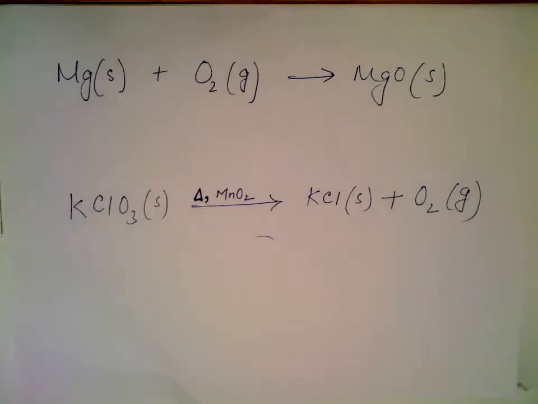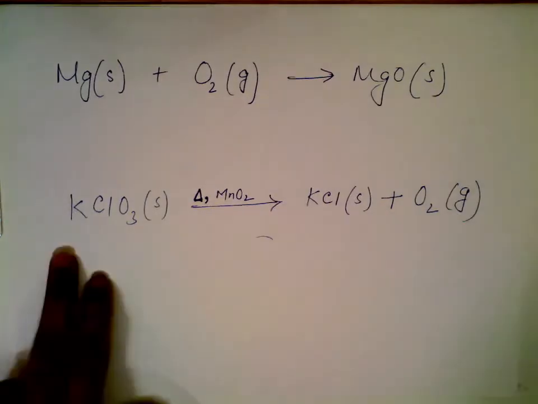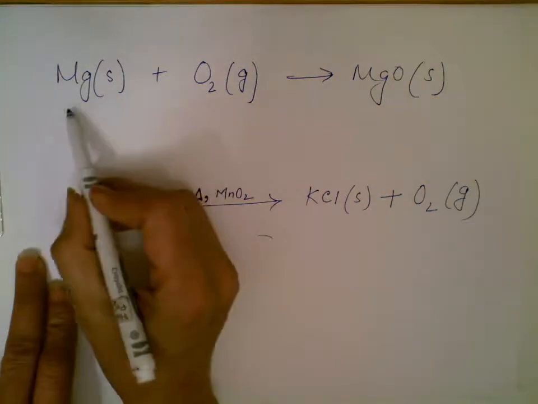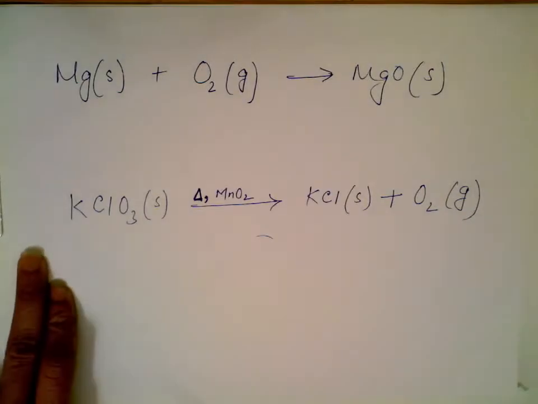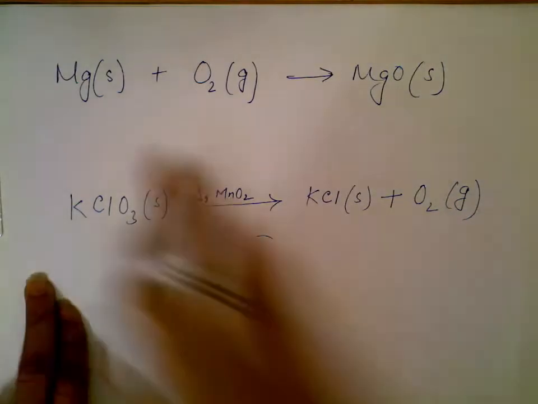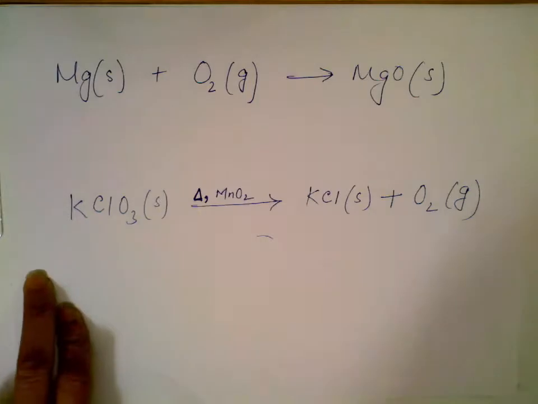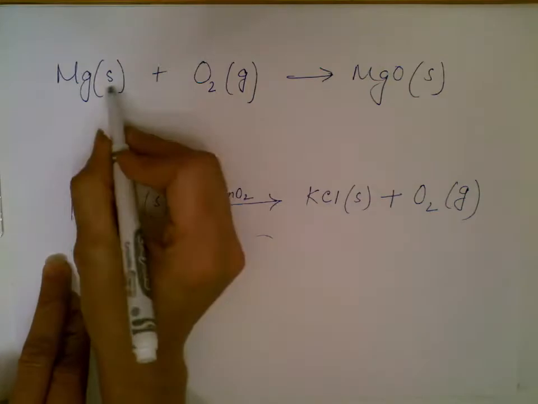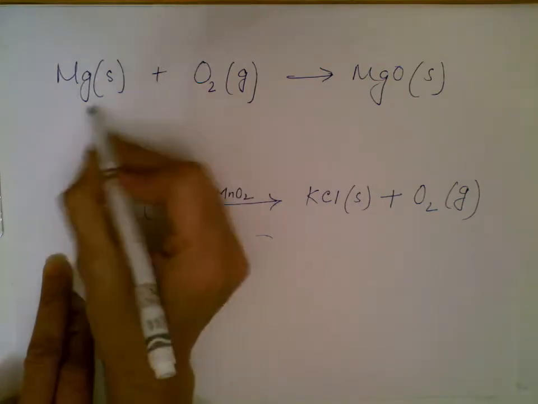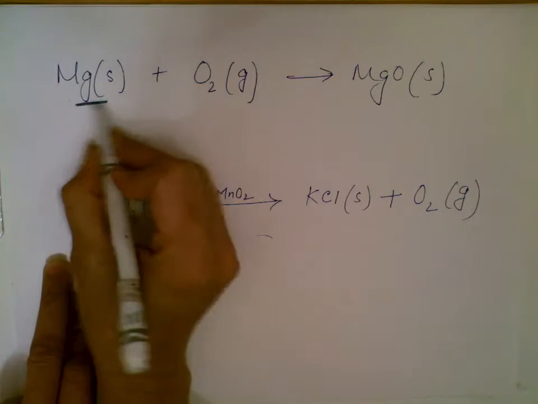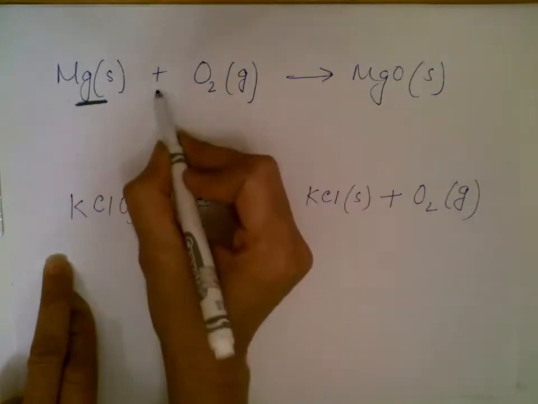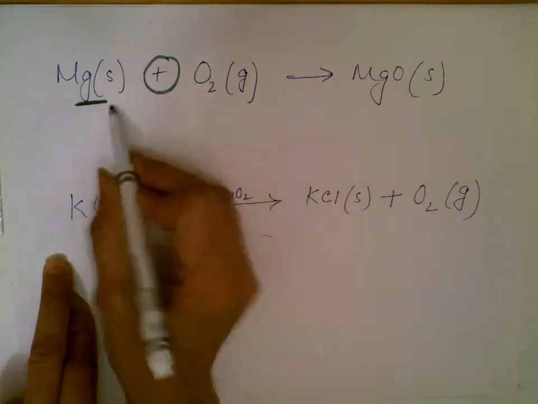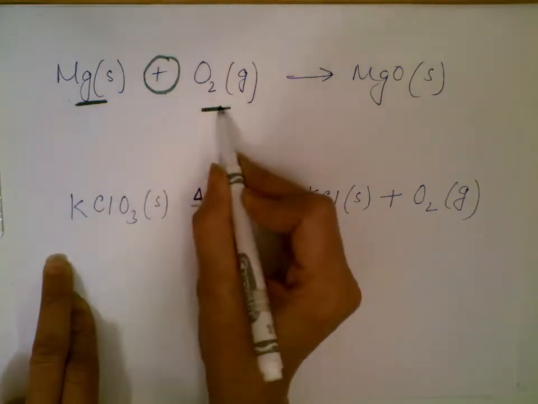So let's say you have to write down the word equation. You can look at the periodic table, and again you need to know what these symbols stand for, or what these formulas are, and how you name them. Here you have magnesium, which is solid, so you're going to say magnesium metal, reacting with, because this plus sign means reacting with, what? Oxygen gas.